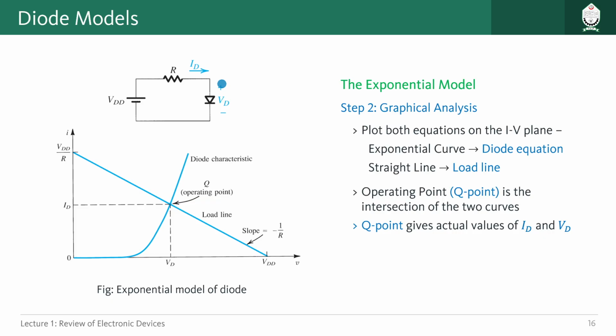And on this page you can also see that we have specific names for each of the cases. The exponential curve is the diode equation, and the straight line is called the load line. So this straight line we have drawn here is called the load line of this circuit, and when both of the curves are crossing each other, this point is called the Q point or operating point. This Q point is basically giving us the value of ID and VD.